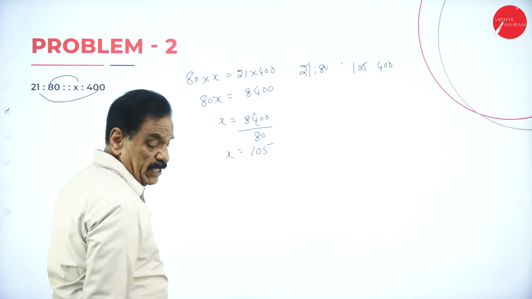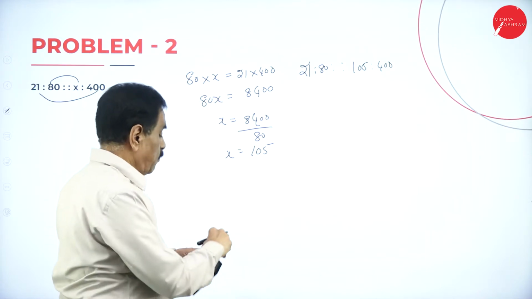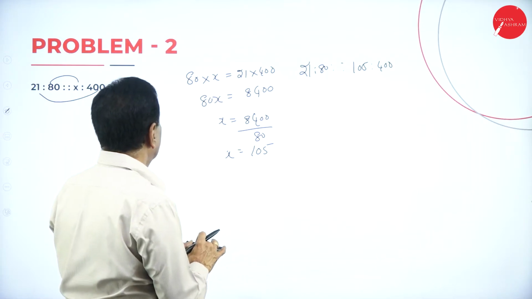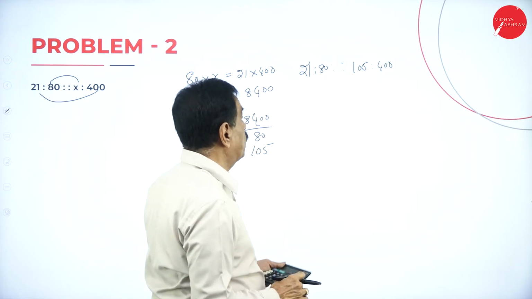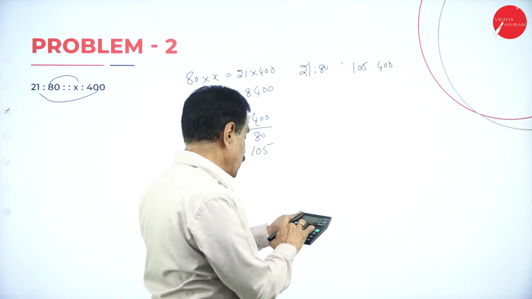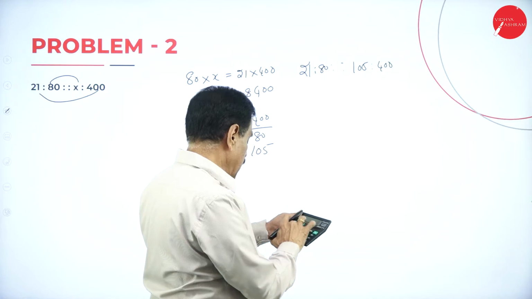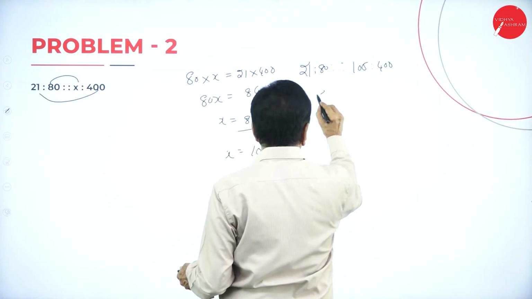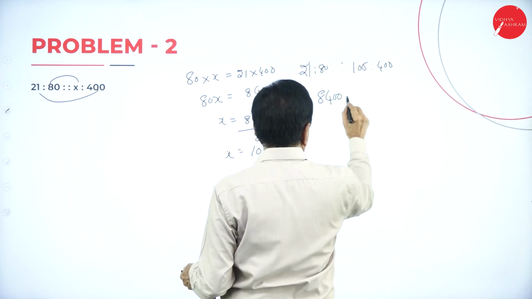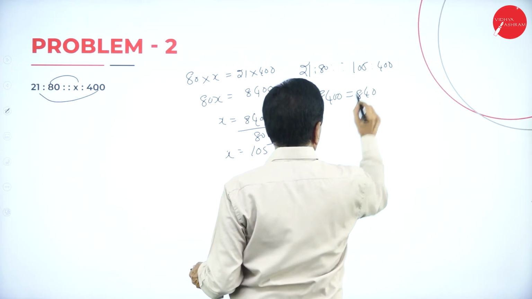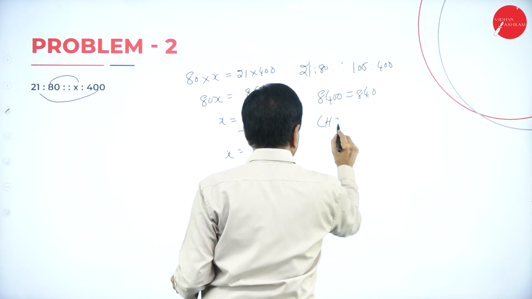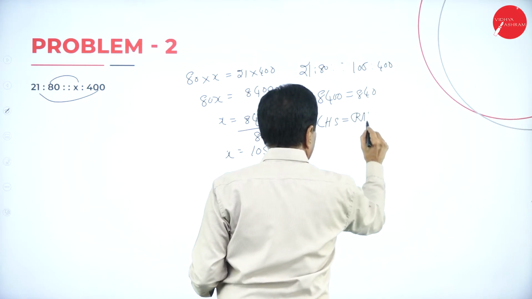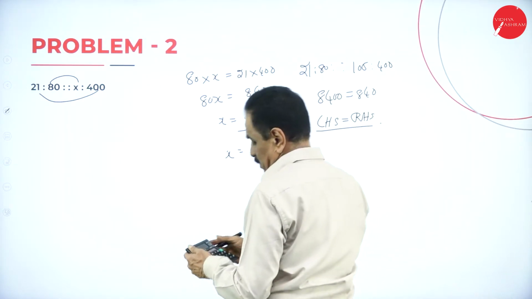So 400 into 21 is 8,400. 105 into 80 is 8,400. So 8,400 is equal to 8,400. LHS is equal to RHS. Verified.